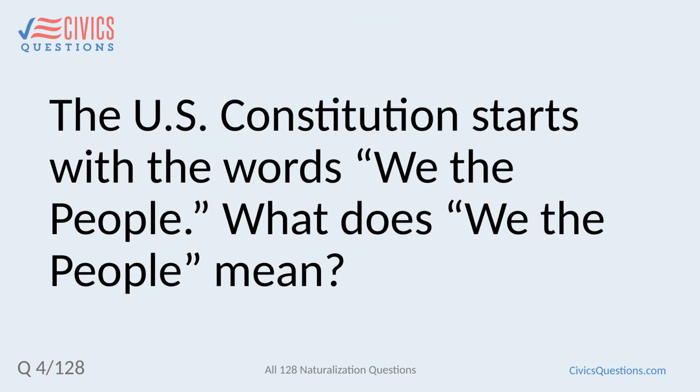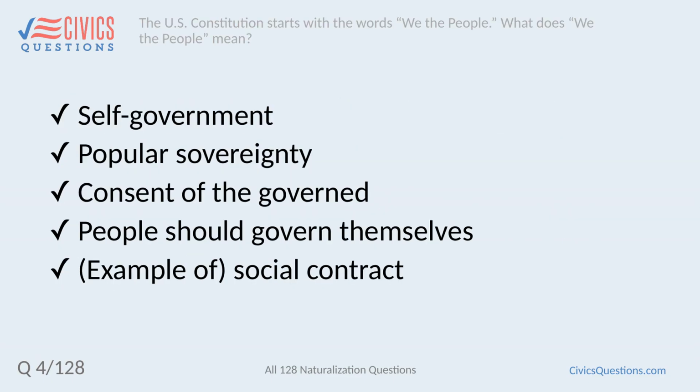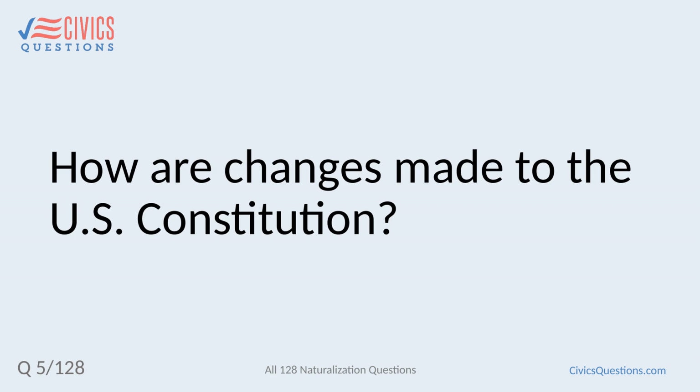The U.S. Constitution starts with the words, "We the people." What does "we the people" mean? Self-government, popular sovereignty, consent of the governed. People should govern themselves. Example of social contract. How are changes made to the U.S. Constitution?